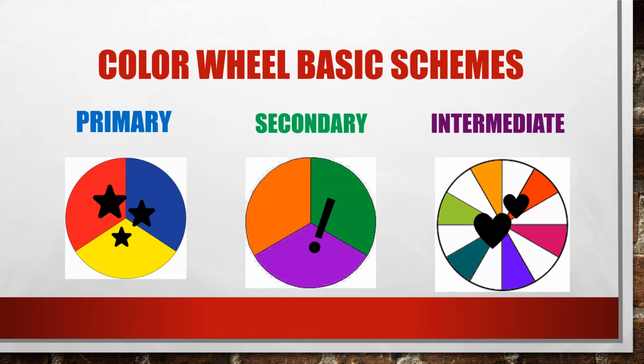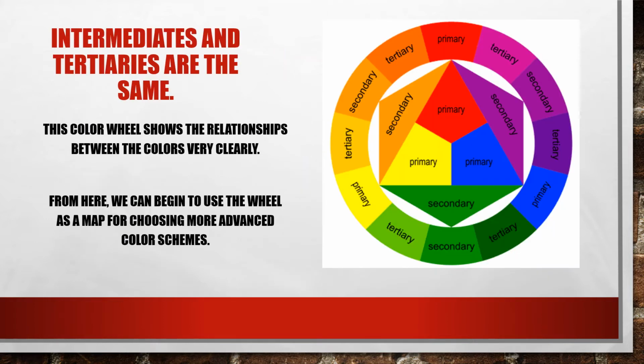Now what you're going to do is stop the video and put a star outside of each of your primary colors, put an exclamation point outside of each of the secondary colors, and put a heart outside of each of your intermediate colors. As I said before, intermediate and tertiary colors mean the same thing.